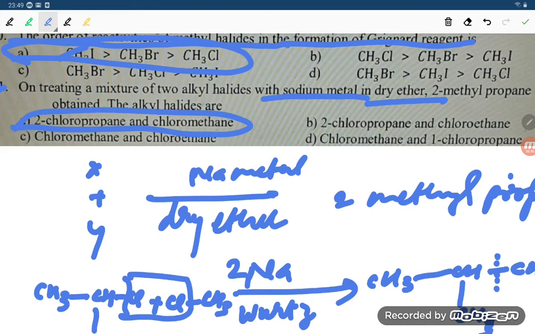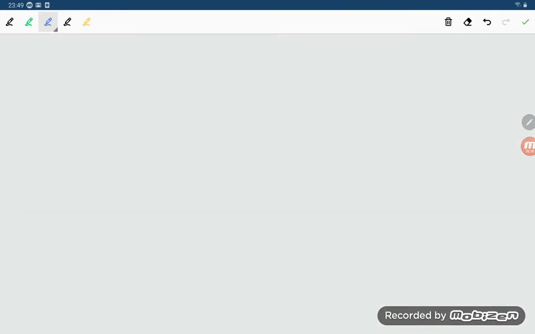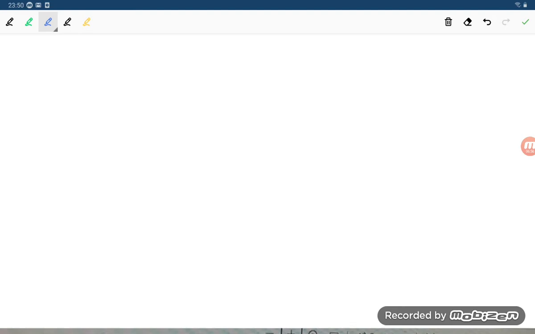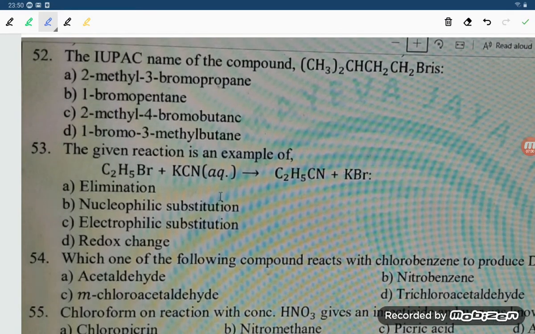Now let us move to question number 52. Let me check out question number 52. So dear student, in question 52, they are asking for the IUPAC name of the compound. This is the compound, they are asking the IUPAC name.